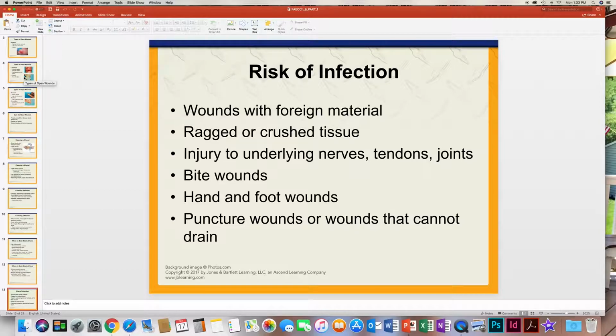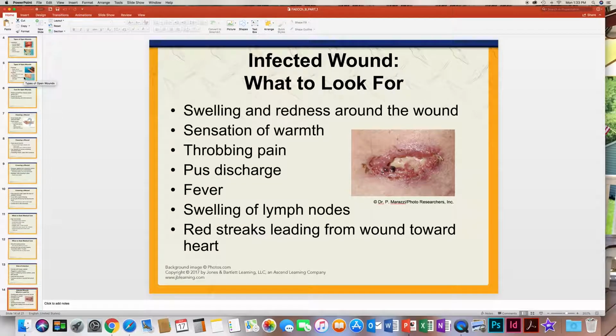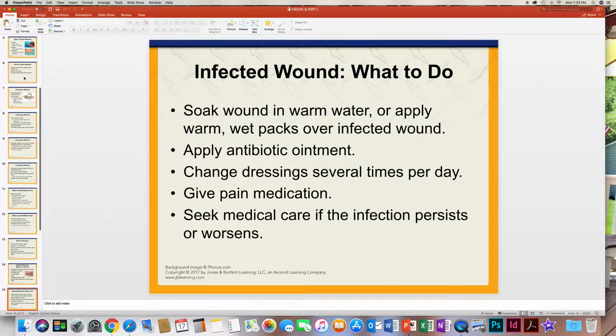Your risk of infection increases with wounds that have a foreign material in them, or if there's crushed tissue, ragged tissue, injury to the underlying nerves, tendons, any type of bite wounds, hand and foot wounds, and puncture wounds. When an infection does occur, you need to look for swelling and redness around the wound, a sensation of warmth, throbbing pain, any pus that is discharged, fever, swelling, and red streaks leading from the wound toward the heart.